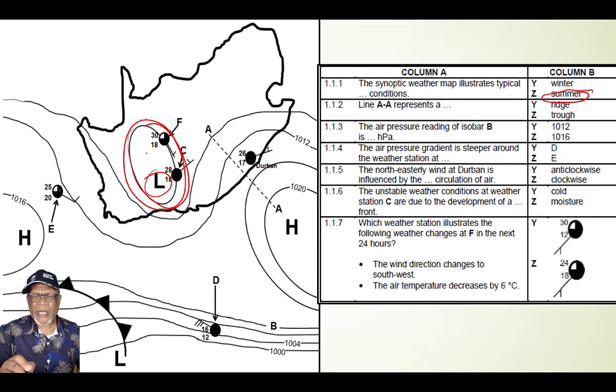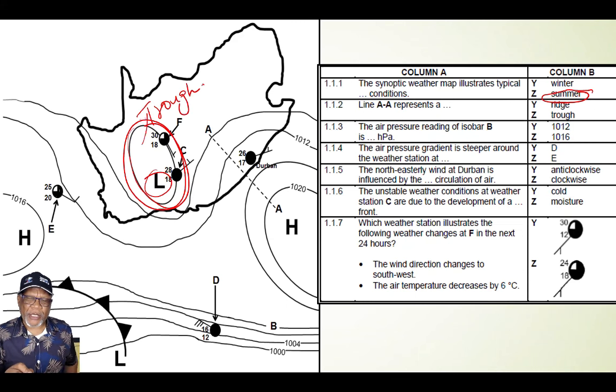So when you see an elongation, what do you call this? We're going to call it a trough. What is a trough? It is an elongated low pressure cell. But what is the name of the trough that we experience in the interior of South Africa, especially during summer? It is called a moisture front. This is a moisture front. This is a trough, an elongated low pressure cell.